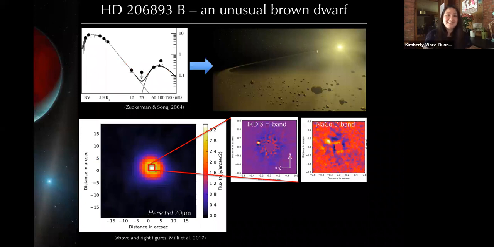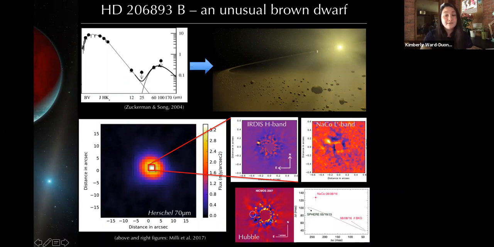So I'm just going to talk about one object in particular. This is HD 206893. It's a very unusual brown dwarf. It's actually only the second brown dwarf that's ever been found orbiting within the debris disk of its host star. So you can see that the Herschel 70 micron image shows a significant infrared excess. If you zoom way in to this image with the extreme adaptive optics facility on the VLT, you can actually see this very faint blob of light that's only 0.25 arc seconds from the host star and was confirmed to be bound to the host star from its non-detection using Hubble.